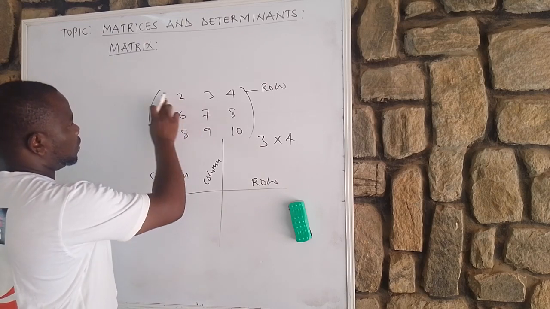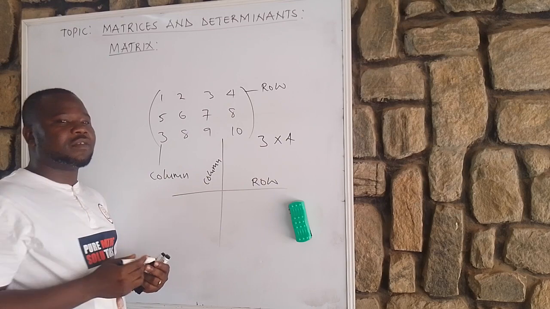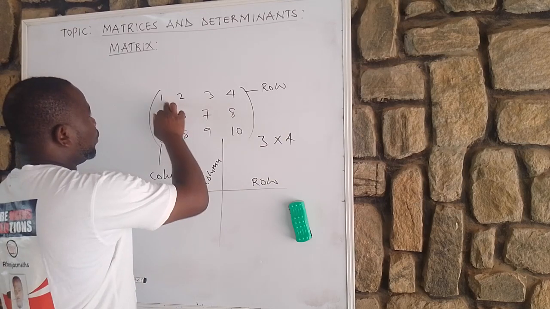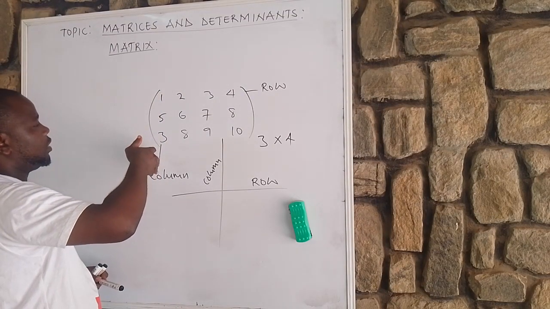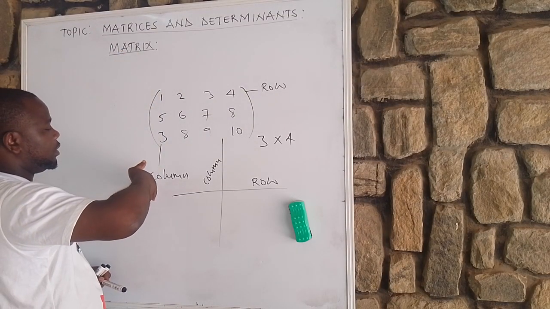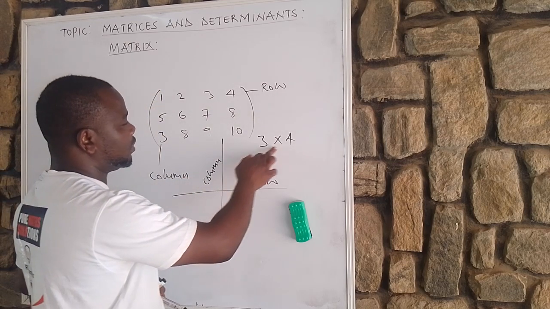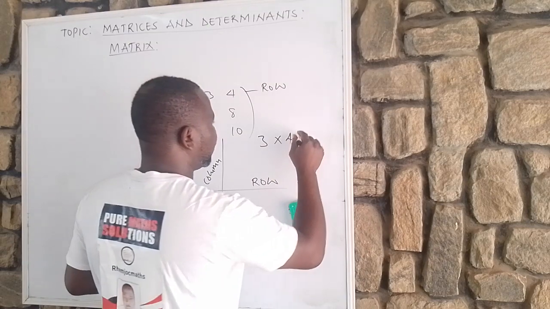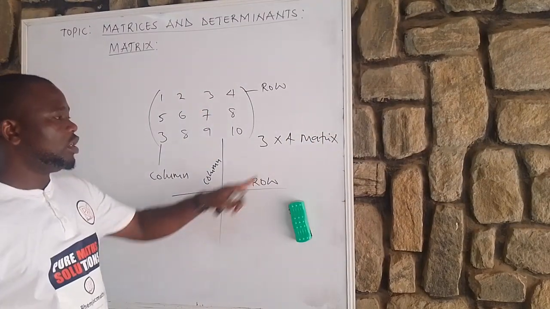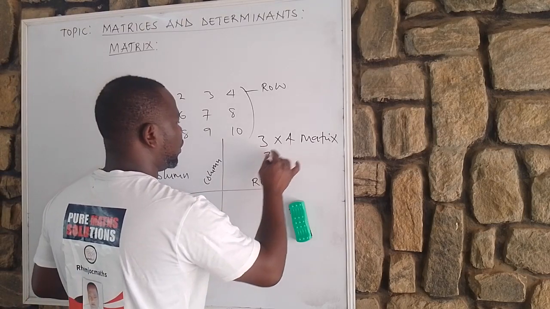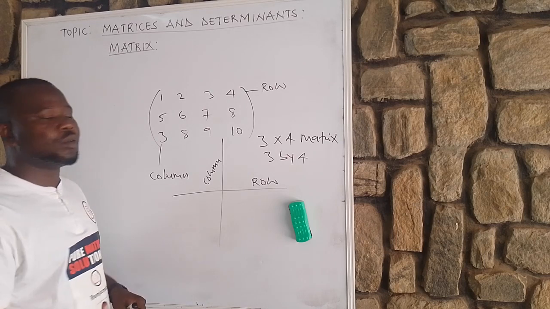Why? Because the straight line, that is the horizontal line, the row, has 4 members, 4 people, 1, 2, 3, 4. While the vertical line, that is the column, has 3 people, 1, 2, 3. So it is called a 3 by 4 matrix. Whenever you come across a matrix of this form, it is known as 3 by 4, and you can write it whichever way you want.